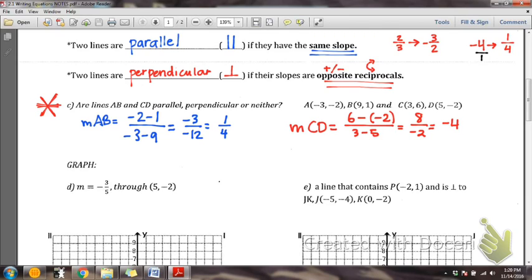So I have the slope of AB as 1/4. Raise your hand if you have the slope of AB as 1/4. Three of you? Thank you. Because -3 over -12 reduces to 1/4.